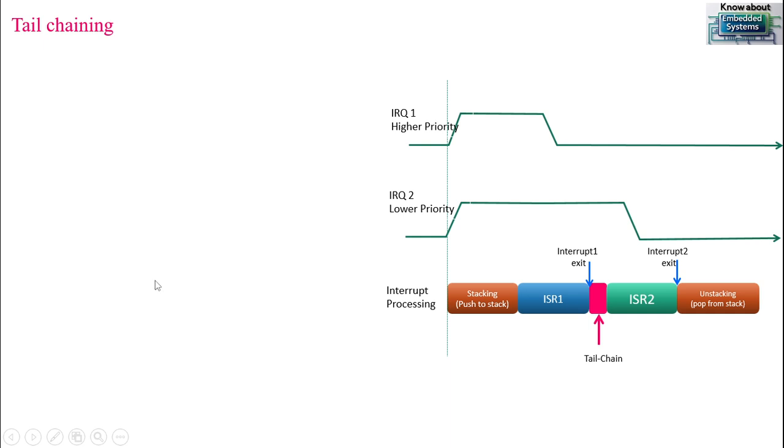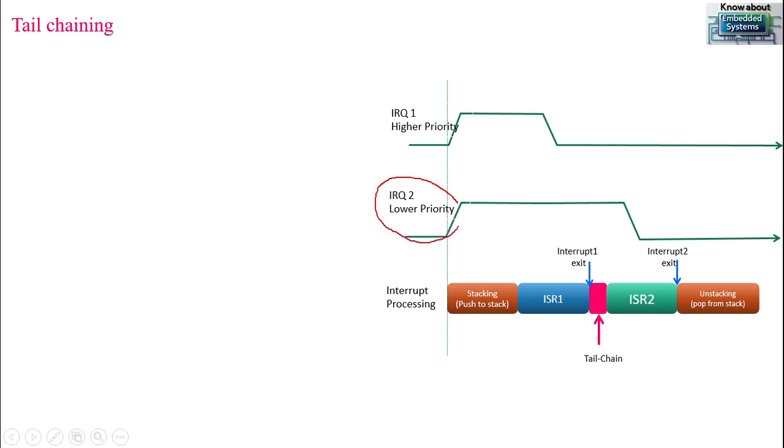Now, how it works. There are three scenarios in tail chaining. One by one we will see with the diagram. Let us consider the first scenario. We have again two interrupts, IRQ1 and IRQ2. IRQ1 is a higher priority and IRQ2 is a lower priority. Since IRQ1 is a higher priority, obviously I have to execute IRQ1 first.